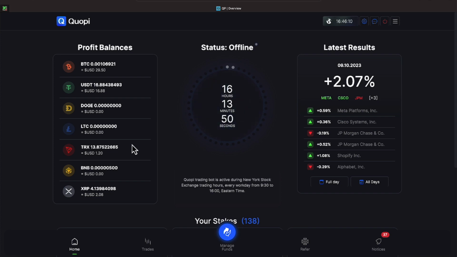We did a withdrawal this morning. And as you can see, profits are continuing to trickle in. We'll start from the bottom. We have a couple of dollars of XRP profit. And we have a little over $16 of USDT profit and a little over $29 in Bitcoin profit.